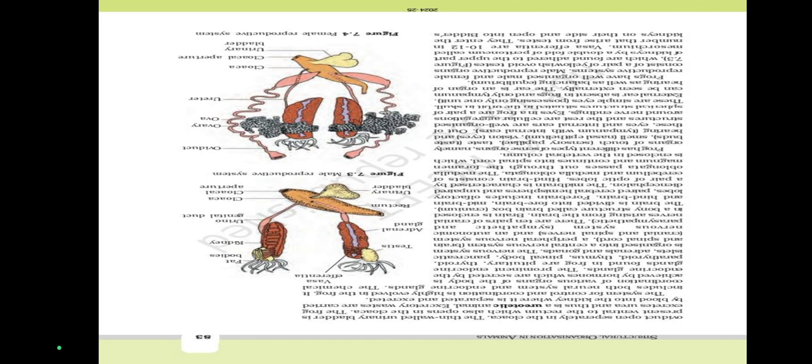The brain is enclosed in a bony structure called the brain box or cranium. The brain is divided into forebrain, midbrain, and hindbrain. Forebrain includes olfactory lobes, paired cerebral hemispheres, and unpaired diencephalon. The midbrain is characterized by a pair of optic lobes. Hindbrain consists of cerebellum and medulla oblongata.